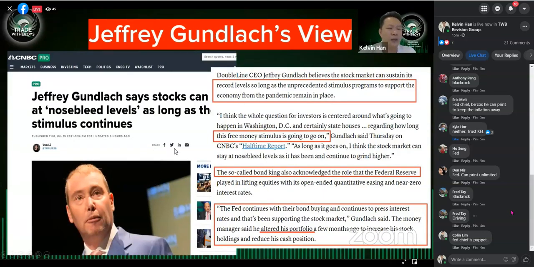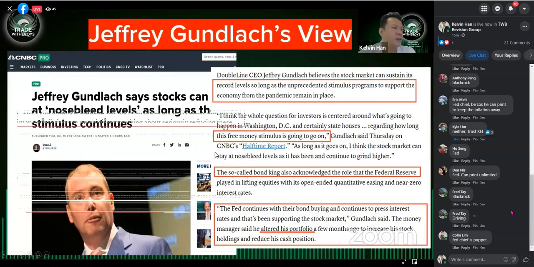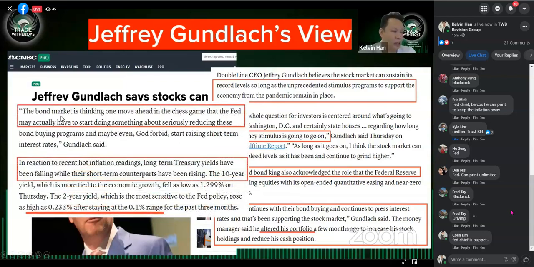That's the reason why I tell you this. Even Jeffrey Gundlach, one of the opportunist bears, is also now looking at the buy side. So that's why I need to share this with you. There's one thing to take note of, and I think that's a takeaway for today. The bond market is thinking one move ahead in the chess game, that the Federal Reserve may actually have started seriously reducing the bond buying program. And of course, they are telling you that they should be doing that. And this is why.